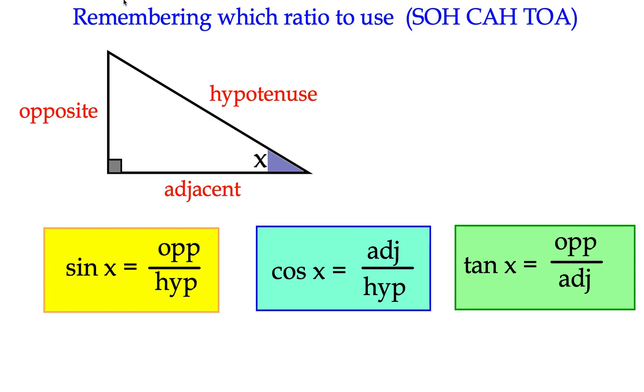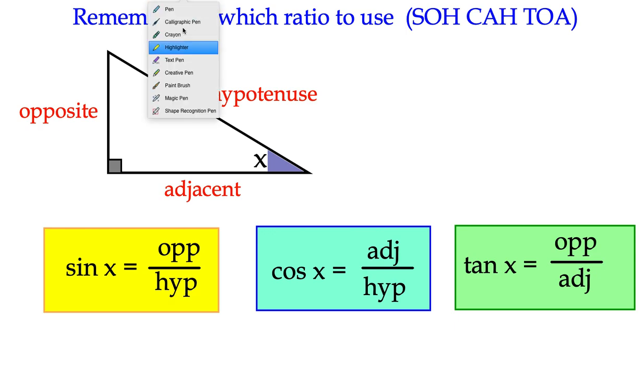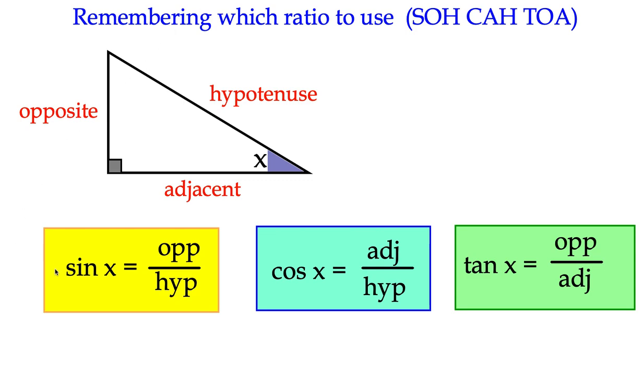It's called SOH CAH TOA. So what does SOH CAH TOA actually mean? If you take the first letters of each of the formulas, we've got S for sine, O for opposite, and H for hypotenuse, and we end up with the initials SOH. So S stands for sine, O for opposite, and H for hypotenuse.